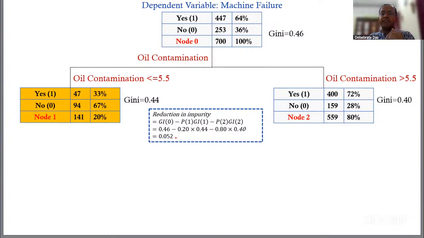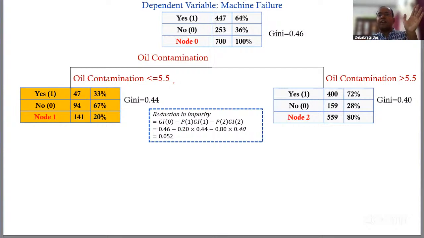So how does this happen in real life? If I go back and look at the algorithm, at node 0, each and every variable will appear. Let us say oil contamination has 100 different values. Each and every value will be tested and the reduction in Gini will be calculated. Next, I will bring age. Let us say age has 50 different values. Each and every value I'll put in as a cutoff and then calculate the reduction in impurity.